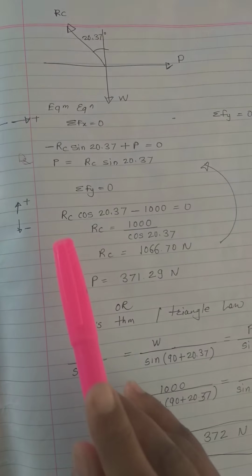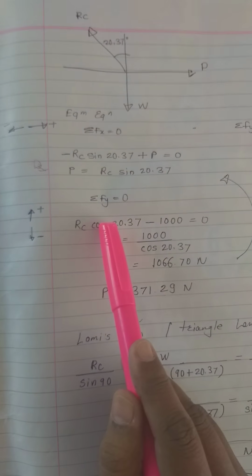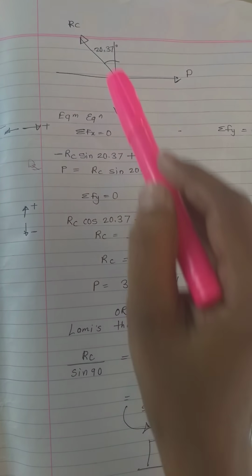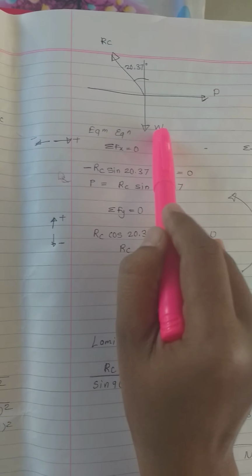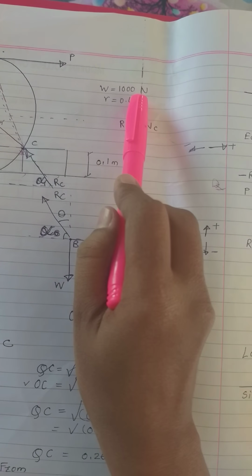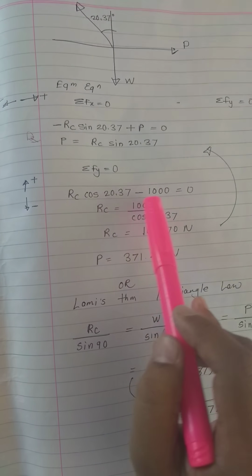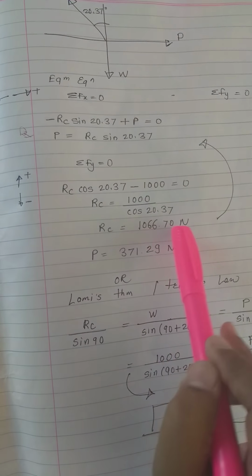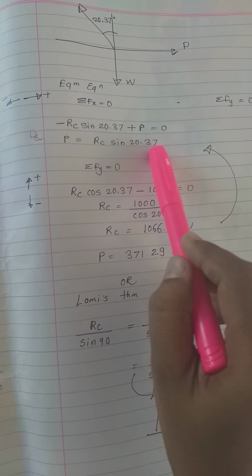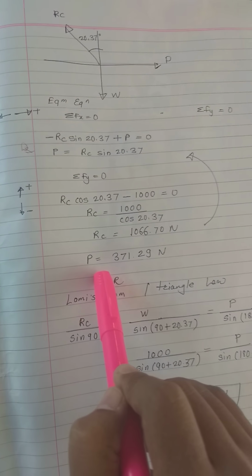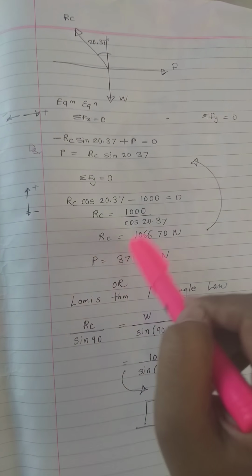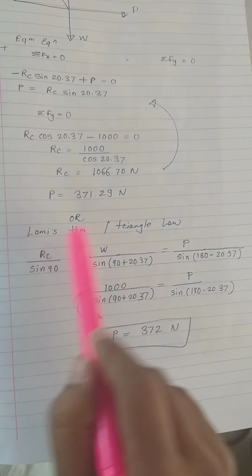Then summation of Fy is nothing but RC cos 20.37 minus W. The value of W is known, that is 1000 Newton. So RC cos 20.37 minus 1000 equals 0. You get the value of RC, put this value in the first equation, and you'll get the value of P. This way you can solve the problem, or you can go ahead with Lami's theorem or triangle law.